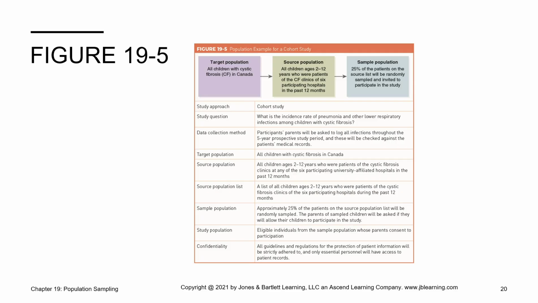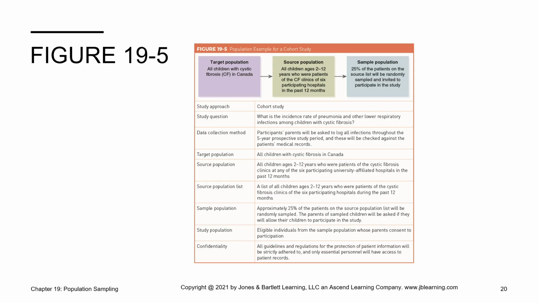So figure 19.5 covers the population example for a cohort study. Here, our target population is all children with cystic fibrosis in Canada. The source population includes all children ages 2 to 12 years who were patients of the cystic fibrosis clinics in 6 participating hospitals in the past 12 months. Then our sample population is 25% of the patients in the source list who are randomly sampled and invited to participate in the study.